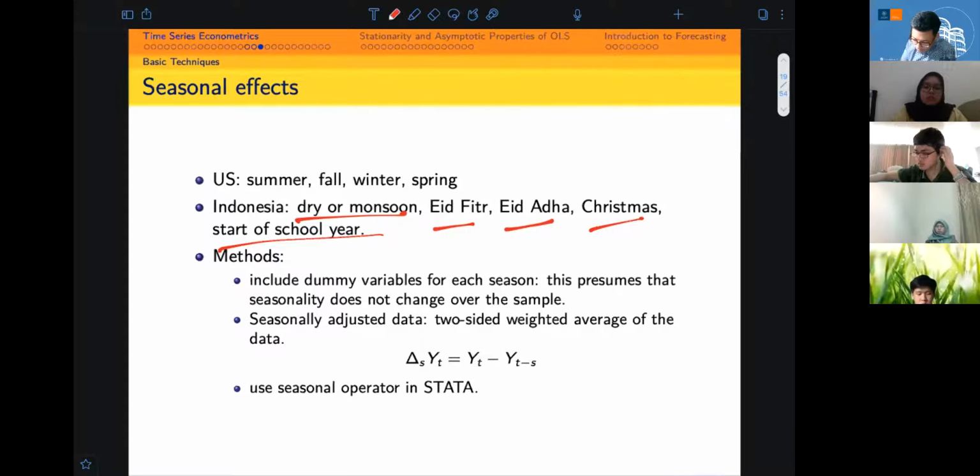One way that we can do is to include dummy variables for each season. This assumes that the seasonality doesn't change over the sample. This is not particularly true for Eid Adha and Eid Fitr. And you can also use seasonally adjusted data. Again, seasonally adjusted data is sensible if the season doesn't change over time. Okay. And then you can use the seasonal operator in Stata to create the seasonally adjusted data.